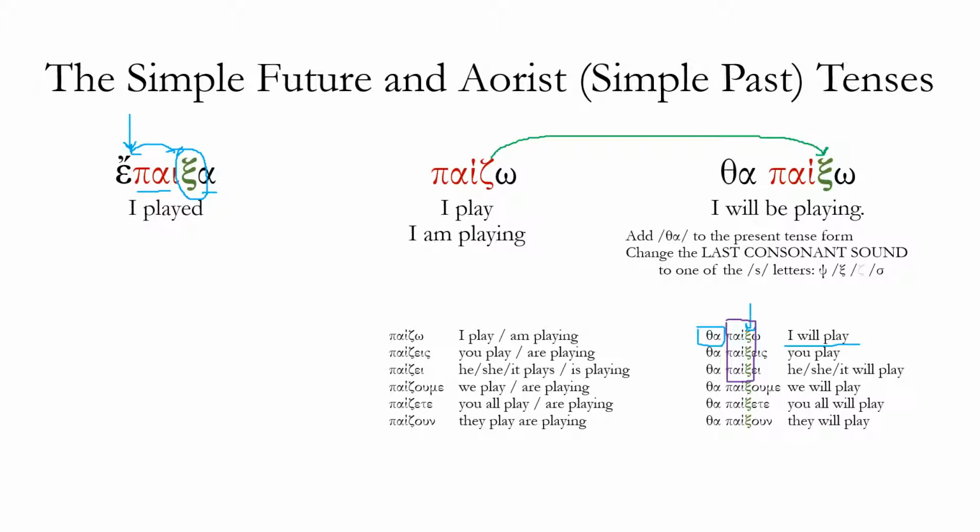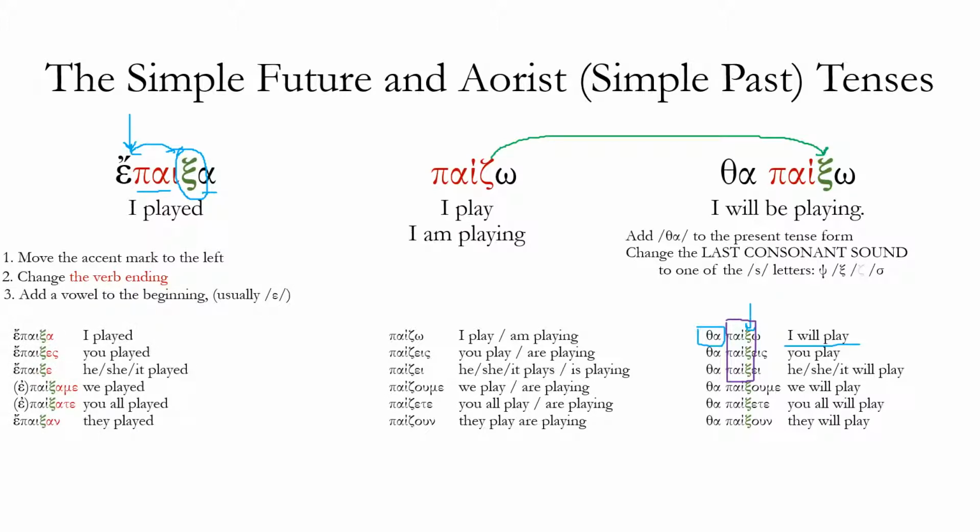I played. So we moved the accent mark to the left. We changed the verb ending. And we added a vowel to the beginning. So we have έπαιξα, I played, έπαιξες, έπαιξε, παίξαμε, παίξατε, έπαιξαν.